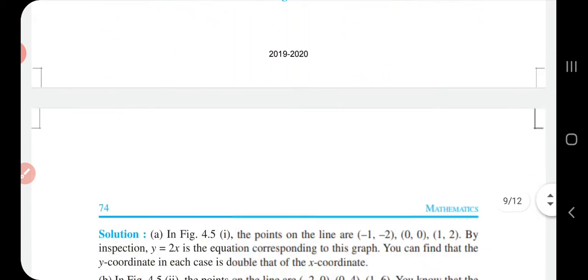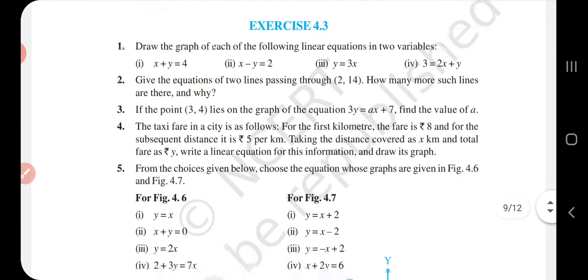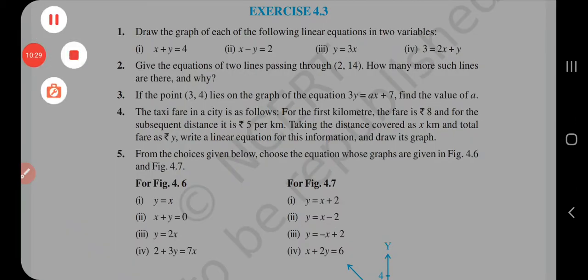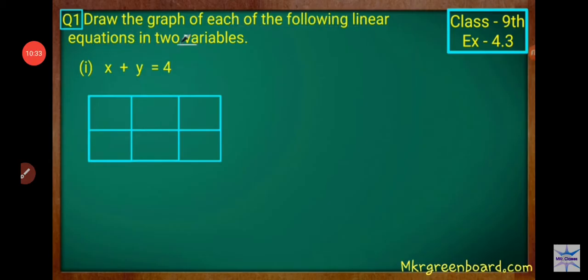Do it by yourself. And now exercise number 4.3. Okay, we will do exercise number 4.3. So our first question is, draw the graph of each of the following linear equations in two variables. x + y = 4. We have done this type of question. Okay, x + y = 4. Take different values of x and put in the value of y.